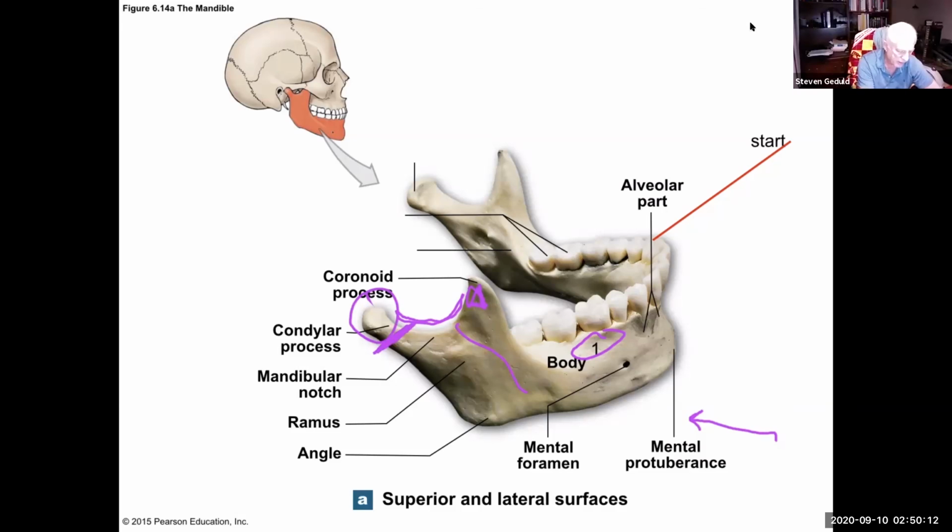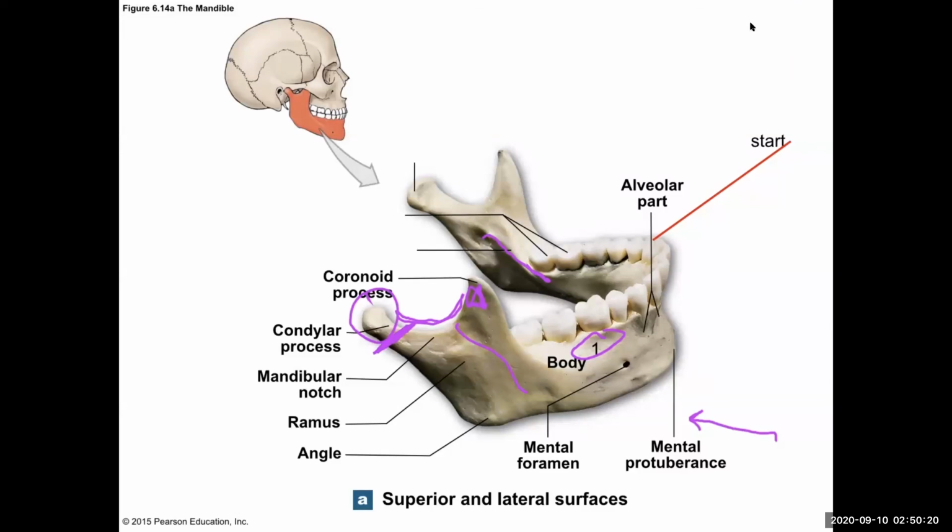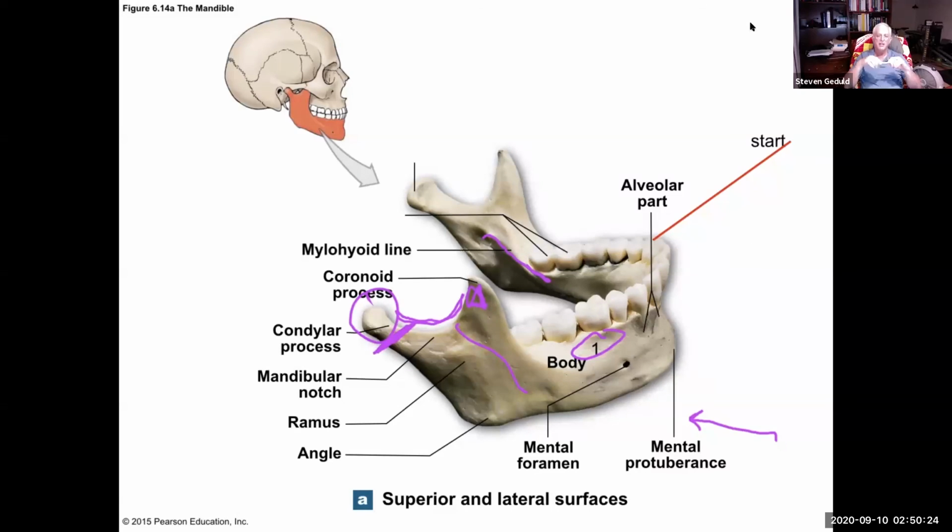And this line right here is called the what? Mylohyoid line. Perfect. And what connects to it? That's a trick question. The mylohyoid muscle connects to the mylohyoid line.